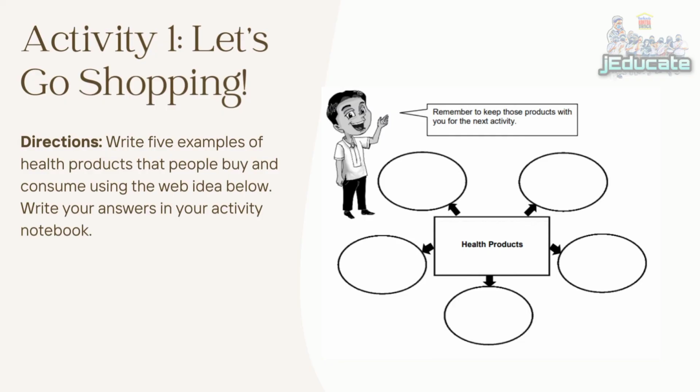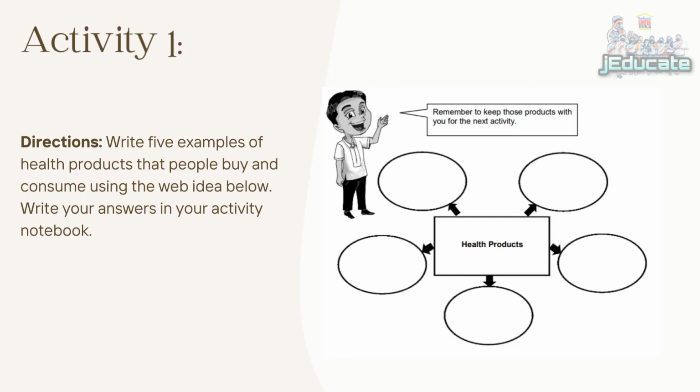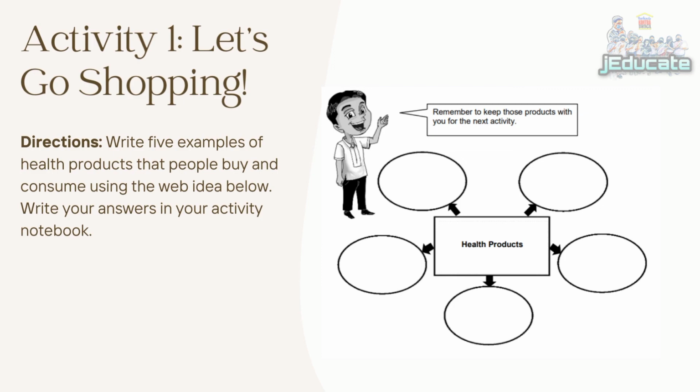For further understanding about the topic, let's have activity number 1. Let's go shopping. Directions. Write 5 examples of health products that people buy and consume using the web idea below. Write your answer in your activity notebook.